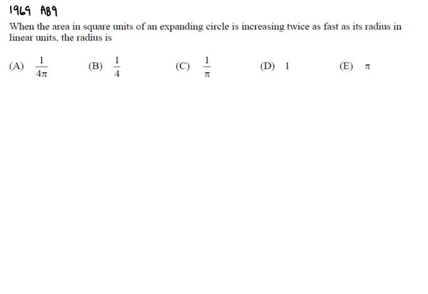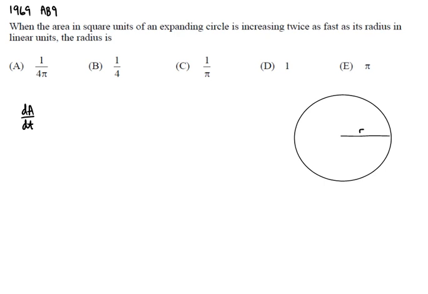With this video, we begin a discussion on related rates, and we'll start from some AP multiple choice questions. When the area in square units of an expanding circle is increasing twice as fast as its radius in linear units, then what is the radius? So we start with our circle, and the area of the circle is increasing. The area of the expanding circle is increasing.